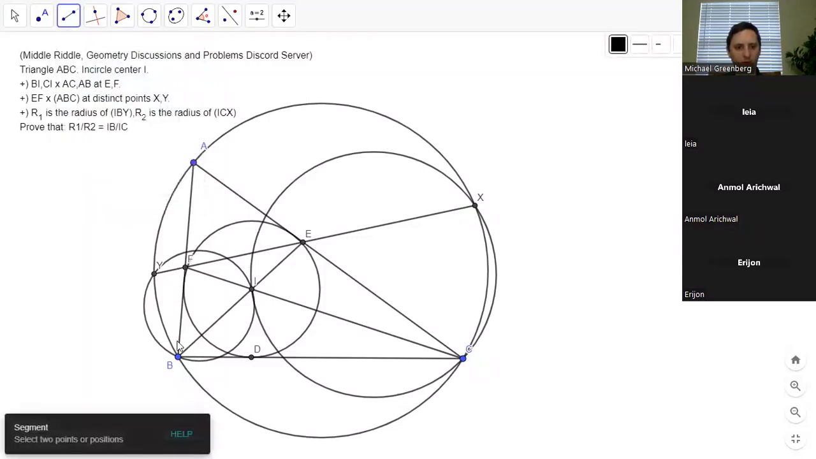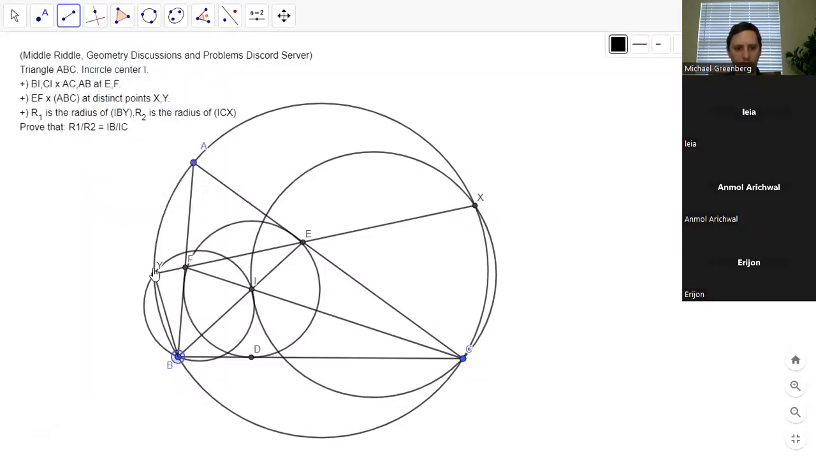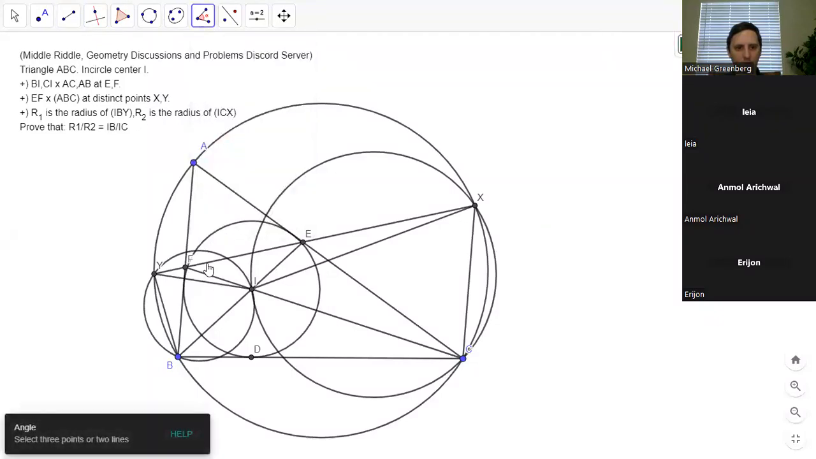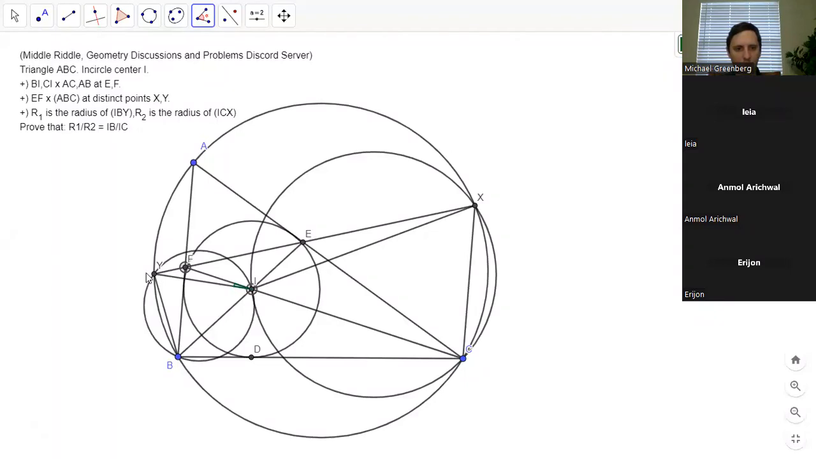All right. Yes. So interesting, we want to show BYI equals CXI. I wonder if these two triangles here are similar. So FIY and EXI. No, they're not similar.